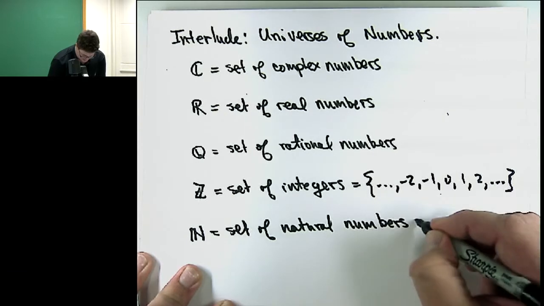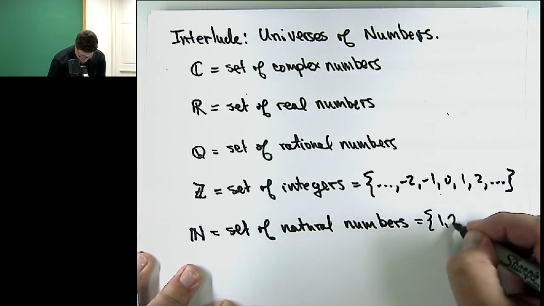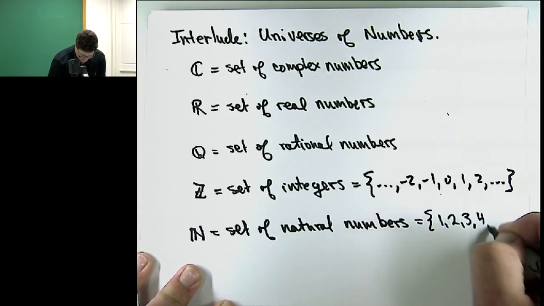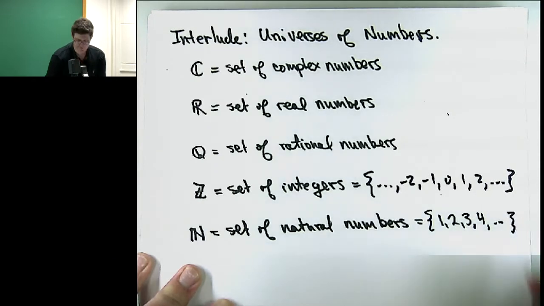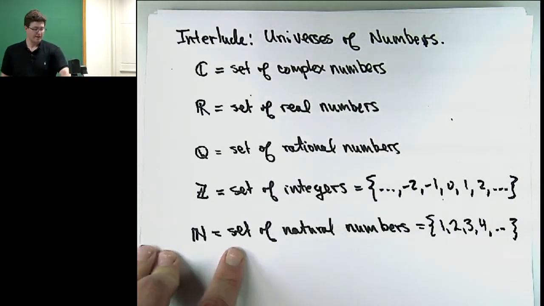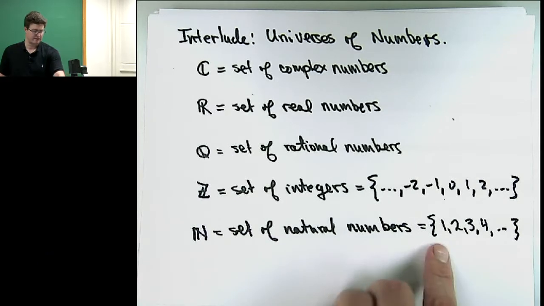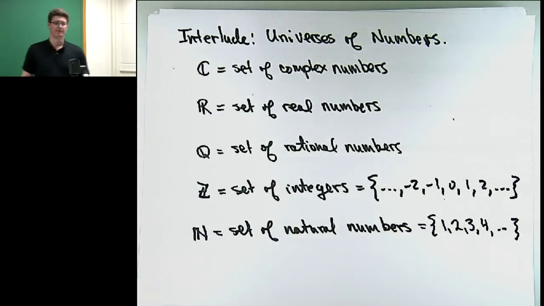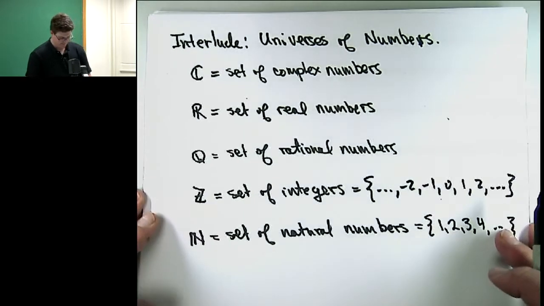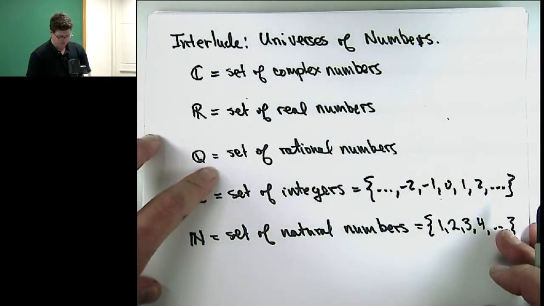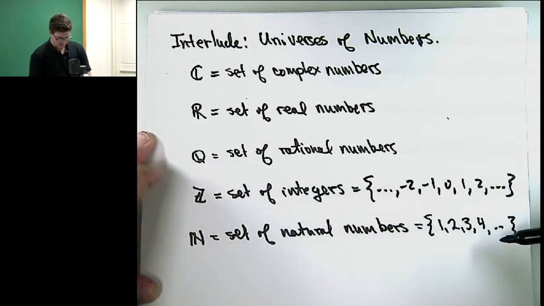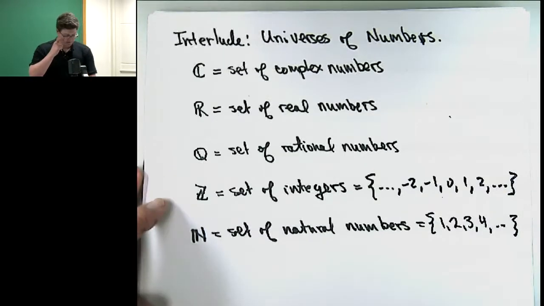The set of natural numbers is 1, 2, 3, the whole numbers, right? If we were in France, they would include 0. We don't include 0. We're Americans, okay? For now.